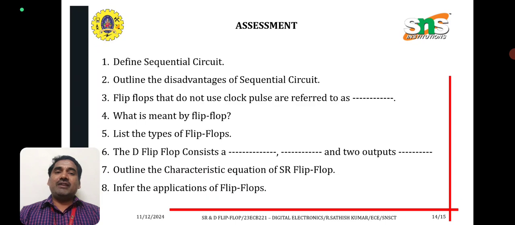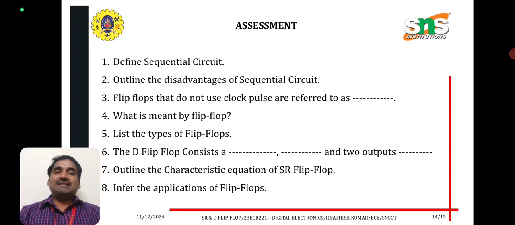What is meant by flip-flop? A flip-flop is a sequential circuit that can store 1 bit of information or data. It is a memory unit. It can store only binary values, where high is 1 and low is 0. List the types of flip-flops. There are 4 types: SR flip-flop, D flip-flop, JK flip-flop and T flip-flop.